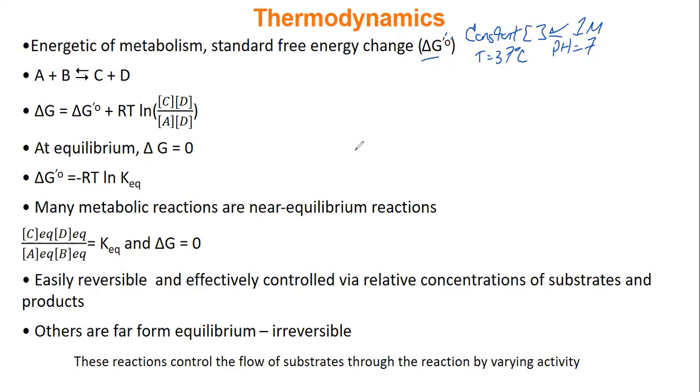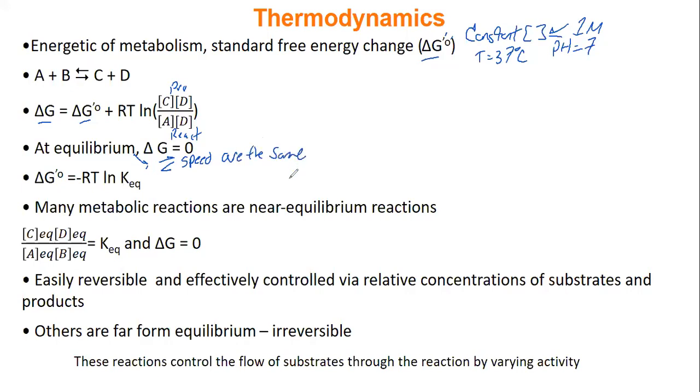And so if we look at our generic reaction, A plus B goes to C plus D, the free energy change of that reaction, our delta G, is equal to the delta G at standard conditions plus RT natural log products over reactants. And let's say our system's at equilibrium. If you remember, equilibrium means the forward and reverse speeds are the same.